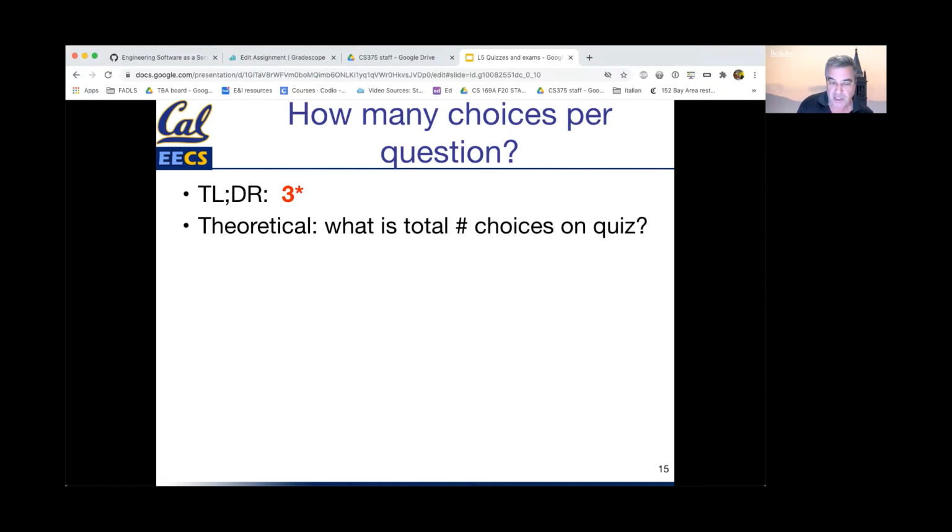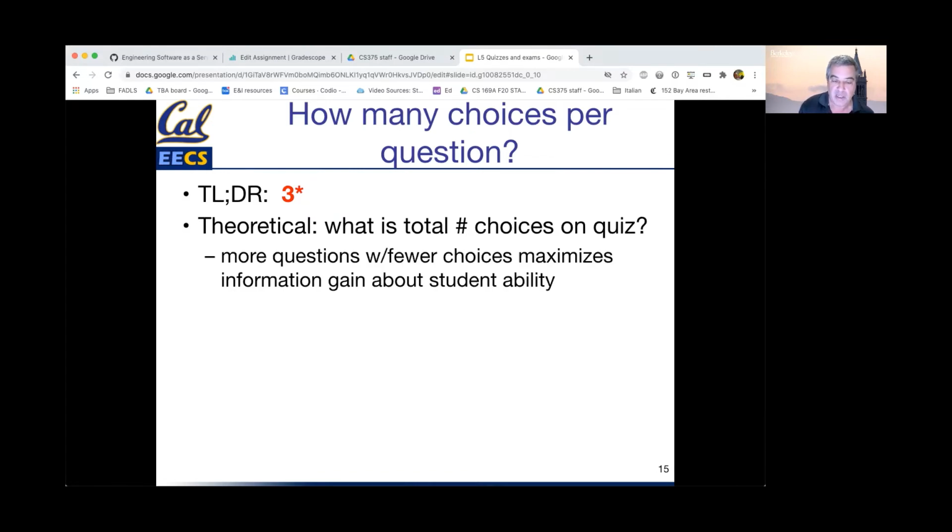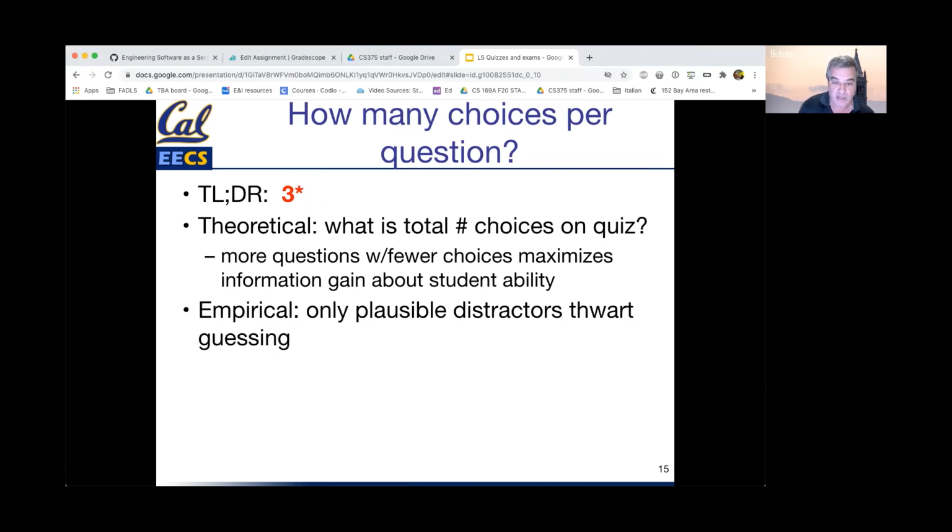The derivation of this is basically there's a fixed amount of cognitive load for the student to read and understand each choice for each question. So in some sense, your constraint is the total number of choices across all questions on the quiz. That's the amount of student attention that you can get. Therefore, you want more questions with fewer choices if your goal is to maximize the information you're gaining about the student's knowledge across different areas.